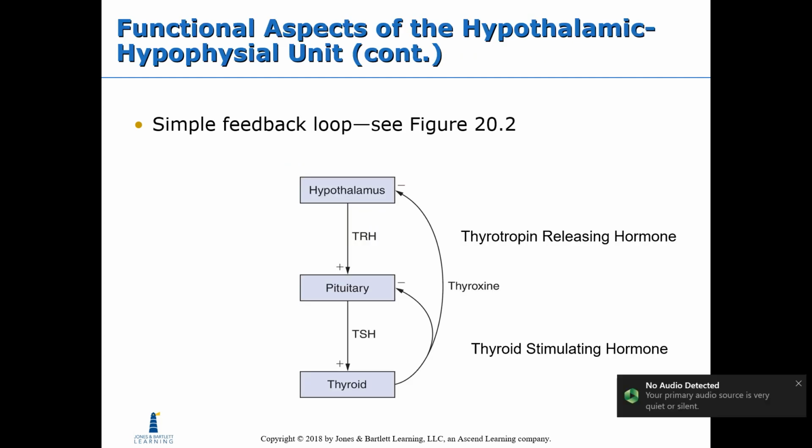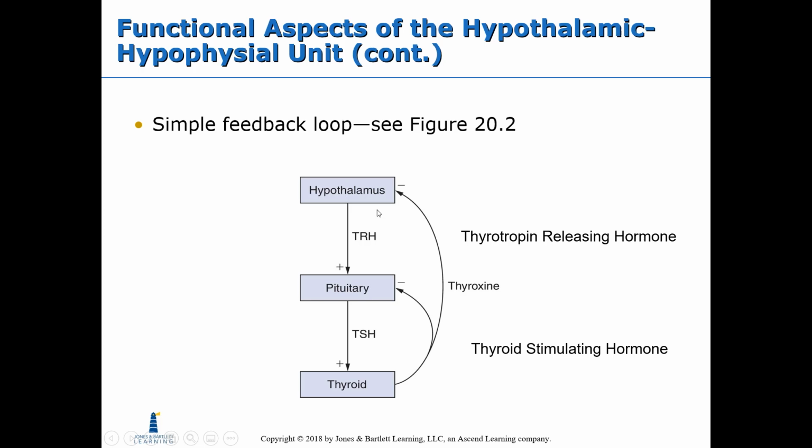I mentioned feedback loops. A simple feedback loop can be seen here. For example, the hypothalamus is going to release thyrotropin releasing hormone, which stimulates the pituitary to release thyroid stimulating hormone. Thyroid stimulating hormone will then stimulate the thyroid. Once the thyroid has produced enough T4 hormone, thyroxine, T4 will then work as a negative feedback mechanism to stop the pituitary and stop the hypothalamus so that these hormones are no longer released.